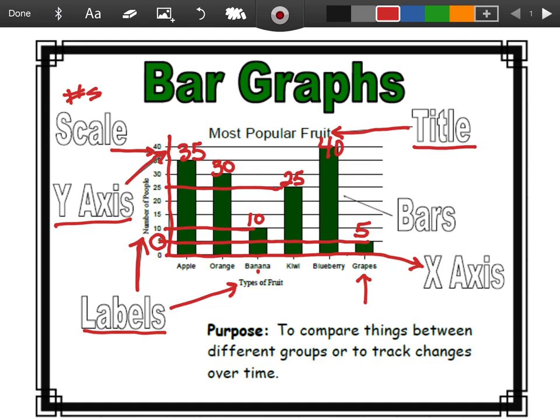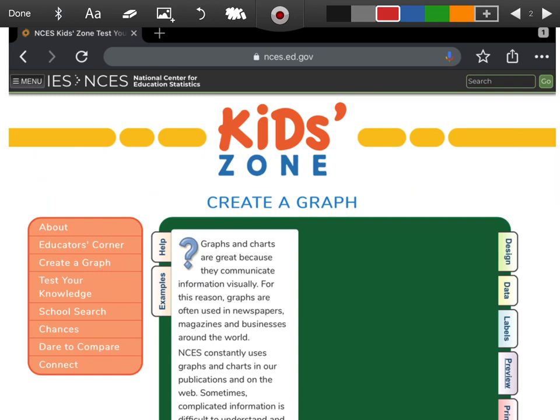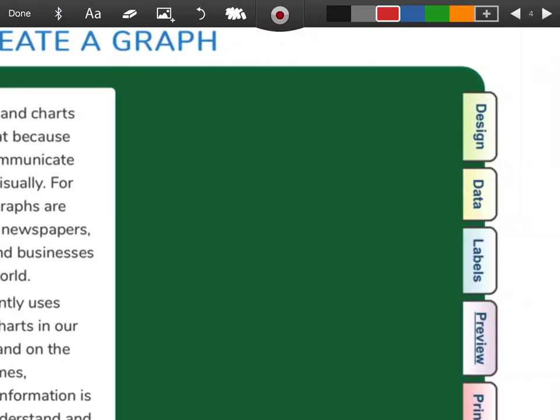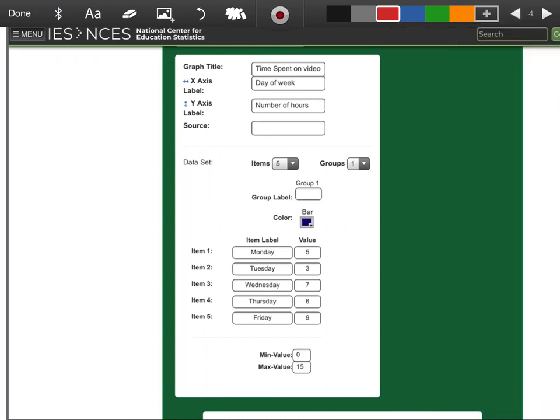The assignment you have for this week is you are actually going to make your own. So you're going to go to this website. There is a link to it in the instructions. And we are going to be looking right over here on the left side at design, data, labels, and preview. So you start with design, then go to your data, then your labels, and your final is your preview. So we're going to start at design.